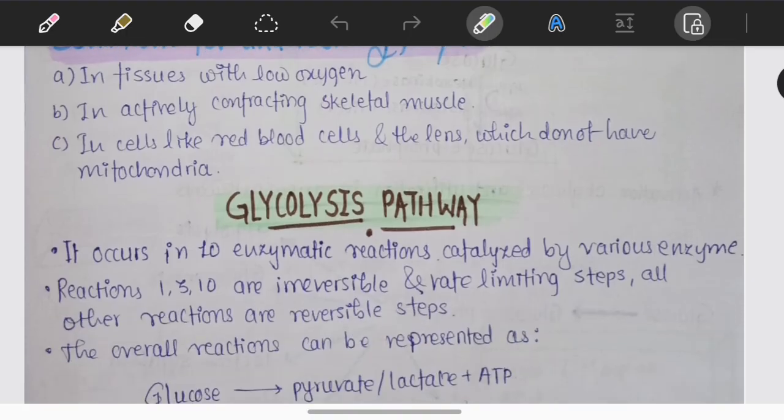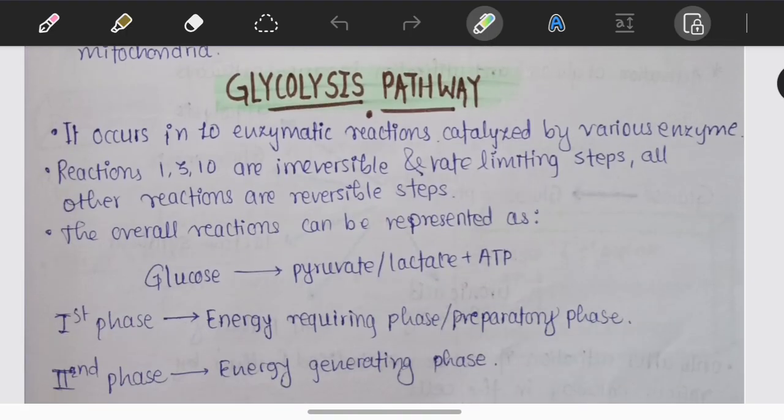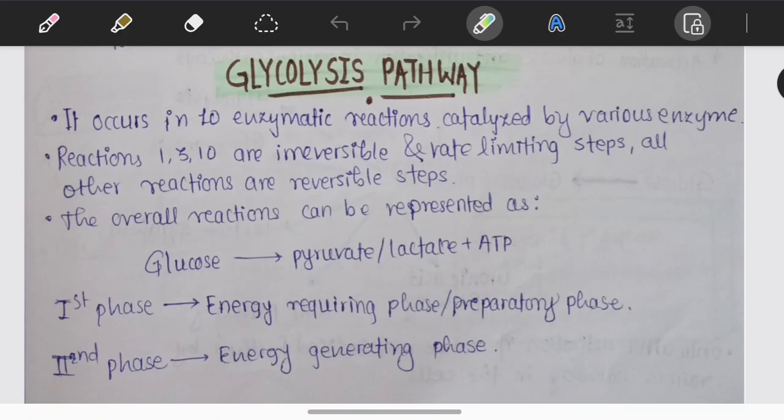Next we will see the exact glycolysis pathway. It occurs in 10 enzymatic reactions catalyzed by various enzymes. Reactions 1, 3, 10 are irreversible and rate limiting steps. All other reactions are reversible steps. The overall reaction can be represented as glucose to pyruvate or lactate plus ATP.